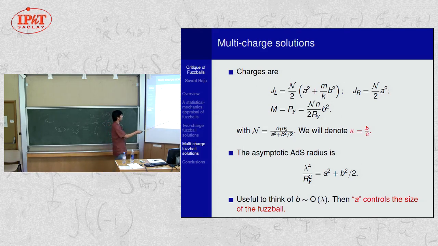Now there are some parameters here which are b and a. I'm going to define the ratio of these 2 parameters to be kappa. This is one parameter I'd like you to keep in mind. The asymptotic AdS radius is given by this, and the way I tend to think about these solutions is that I tend to think of b as being roughly the asymptotic AdS radius. So in some units where the AdS radius is 1, b is order 1, and then this parameter a will control the size of the fuzzball for me. Okay, so I hope we're happy with that.